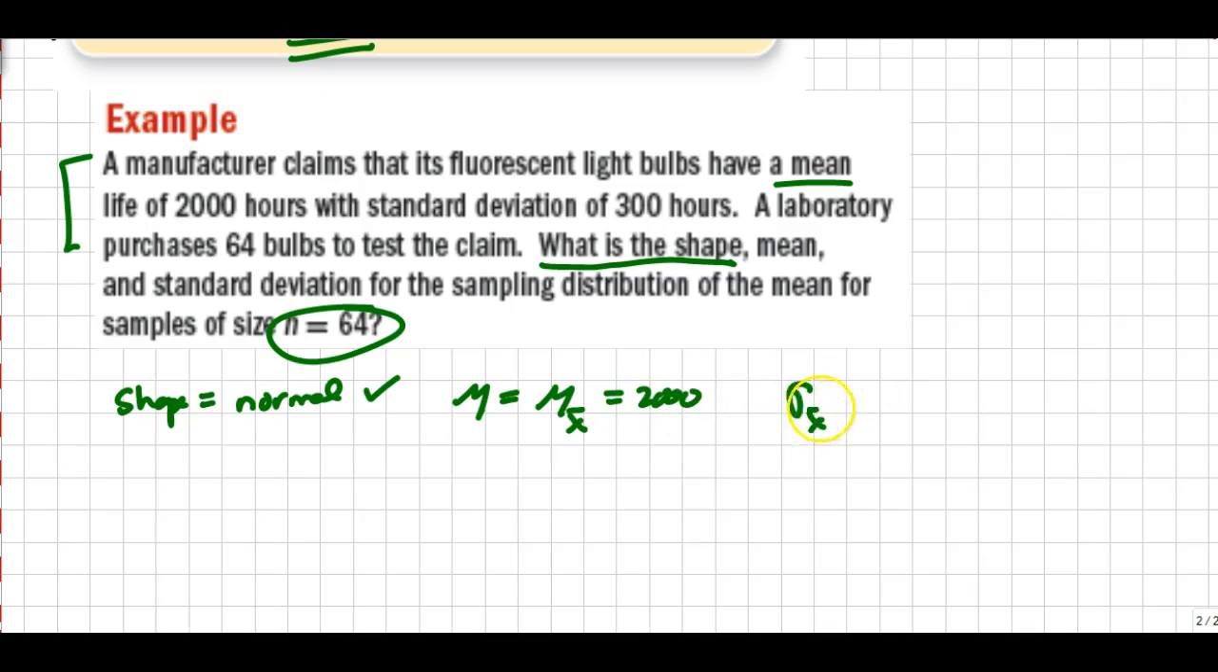The standard deviation of the sample is going to be, do you remember the new formula? The original standard deviation divided by the square root of the sample size. So the standard deviation was 300 and the sample size was 64, so we're going to divide by the square root of 64. When you type it in on your calculator, you're simply going to type in 300 divided by 8, I hope, so that'll save you a little bit of time. So you should get about 37.5.